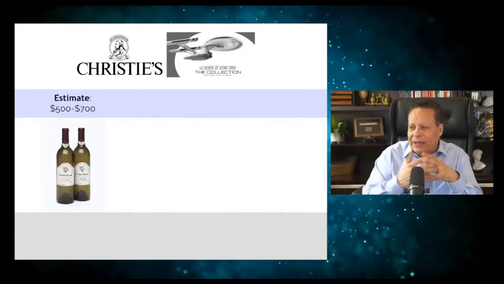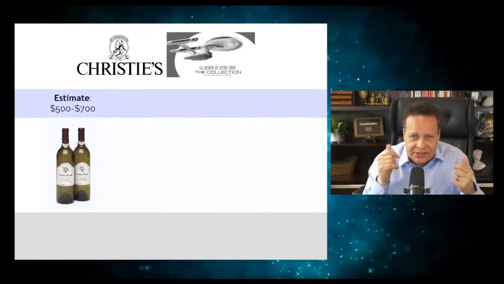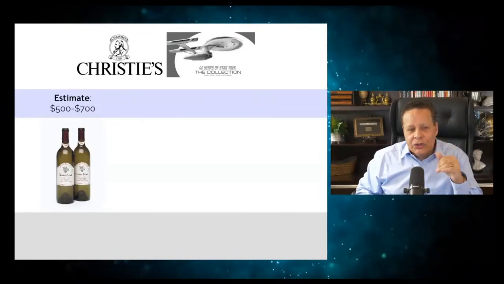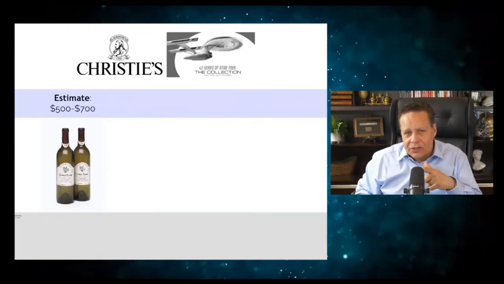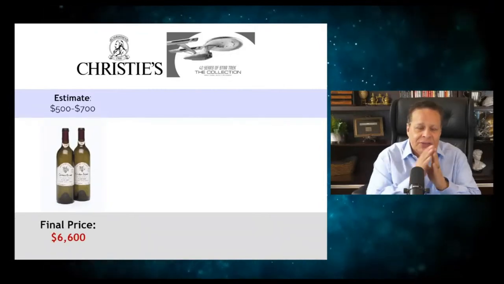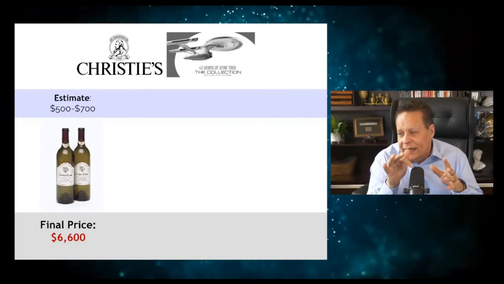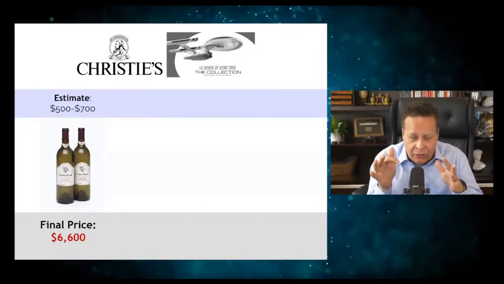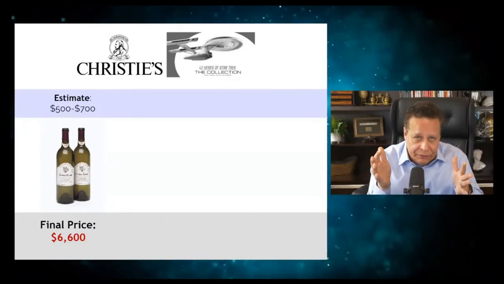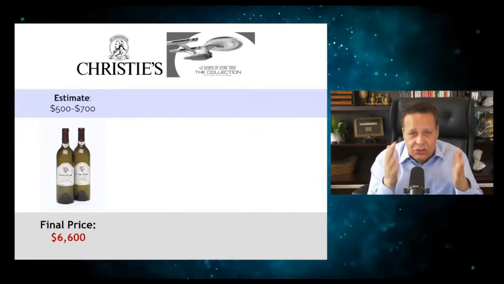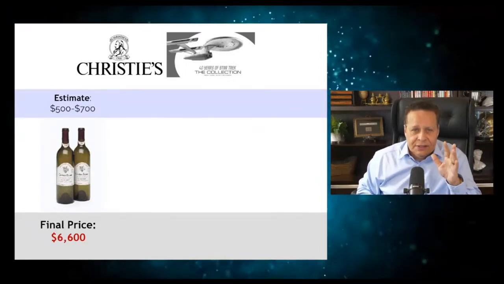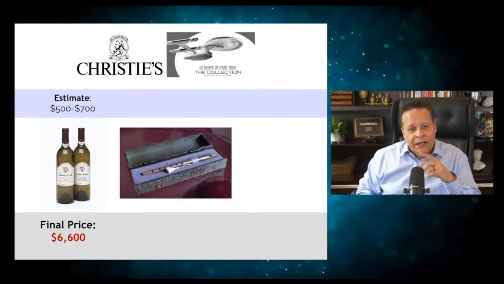And they expected it to sell for about $500 to $700. The actual selling price at Christie's auction was $6,600. Now, what you have to understand is it was a fake bottle and there was actually no wine in it. It's a fake, but it sold for $6,600.